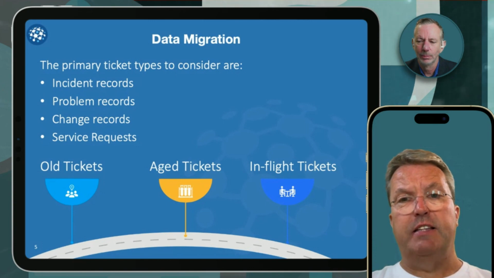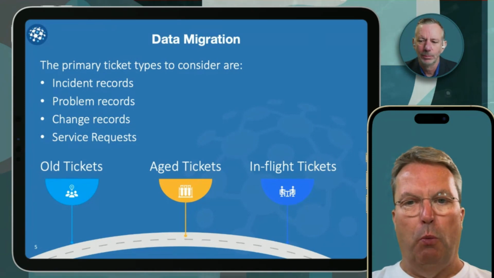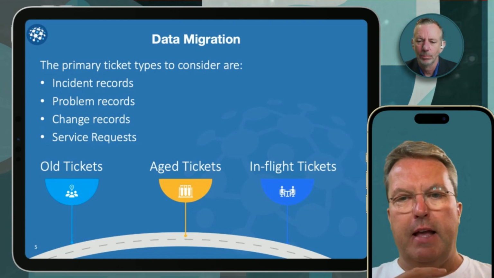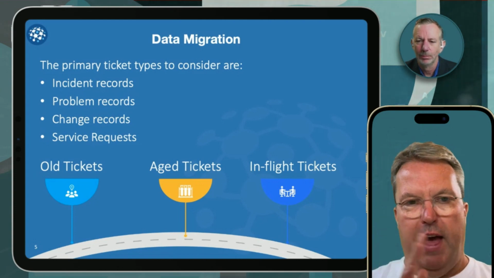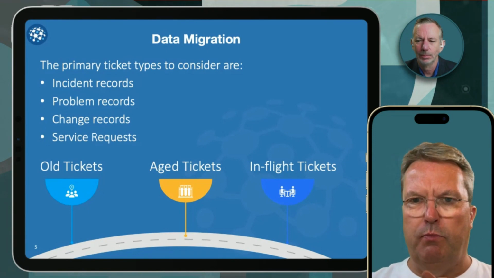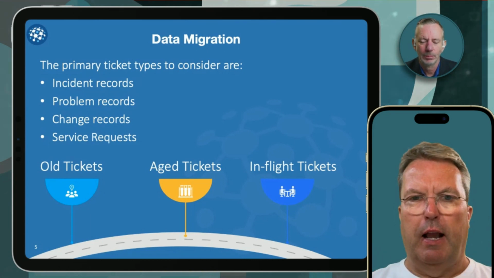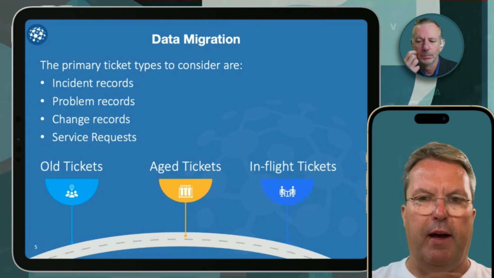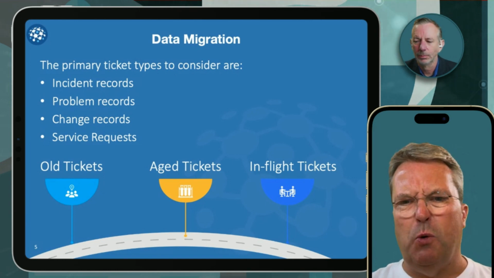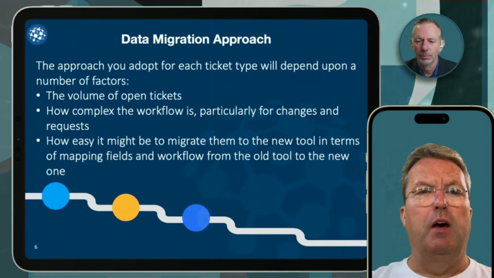And you'll also have in-flight tickets. So you'll have open tickets which are just naturally working their way through the workflow that you have in your tool. And at some point during that whole life cycle of open tickets, you're going to need to say, well, we're going to stop using our existing tool and move to the new one. And clearly there are some things to consider there. So I do that over the next few slides. It's really just answering the question, when are you going to go live? So let's have a think about that.